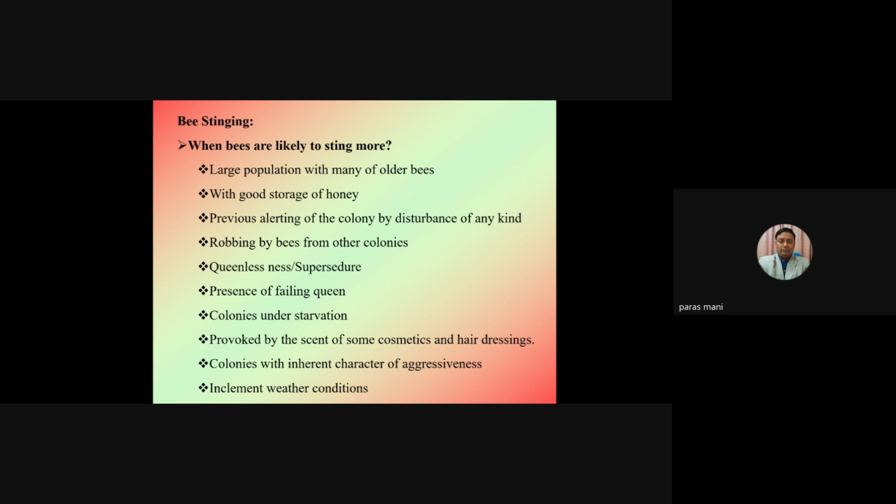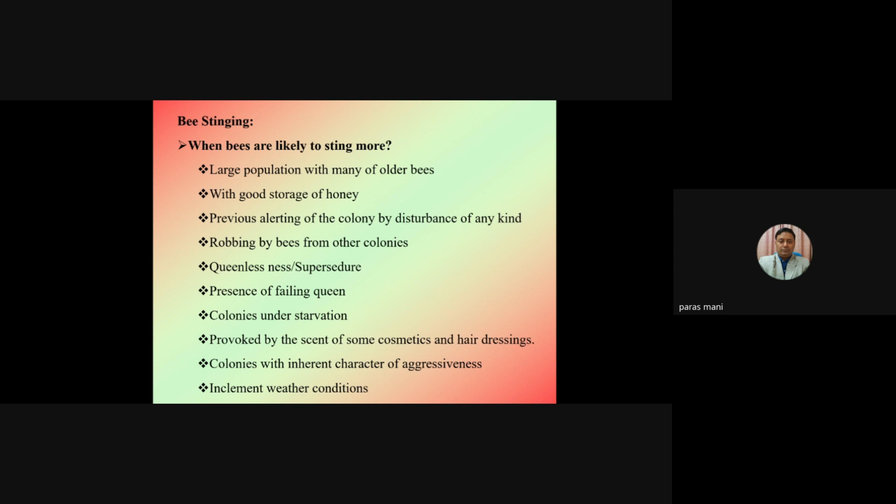Queenlessness or supersedure. During that time, the worker bees will be more aggressive. Presence of a failing queen is a similar situation, just before the queenlessness or supersedure condition, the failing queen is found during such time. Colonies under starvation: in a dearth period, when the colonies don't have any food source, they are very hungry and there is no reserve food. During such conditions, the bees will be more aggressive.